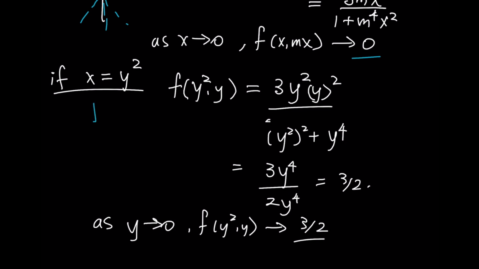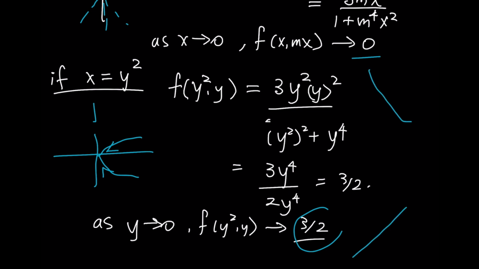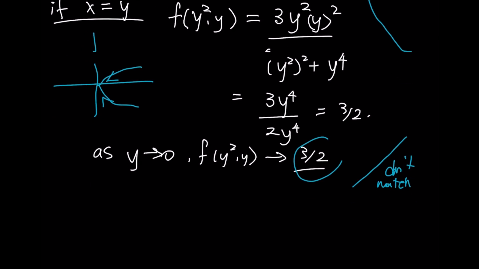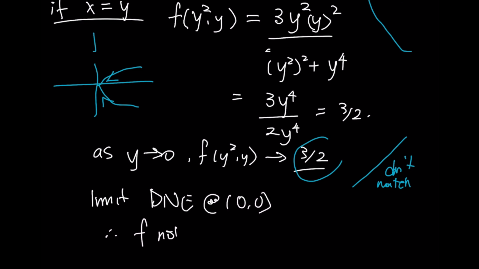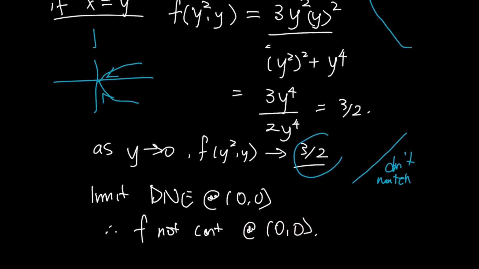So if I'm approaching the origin along this sideways parabolic path, then I will have a limit, and these 2 things don't match. And because of this, the limit doesn't exist at 0, 0. And that means that f is not continuous at 0, 0.